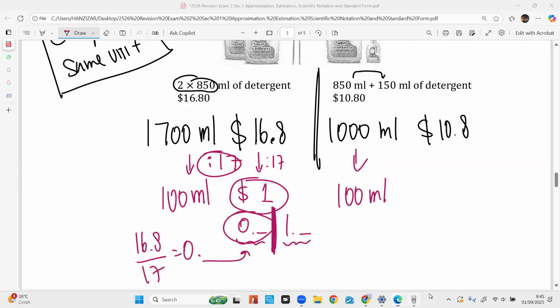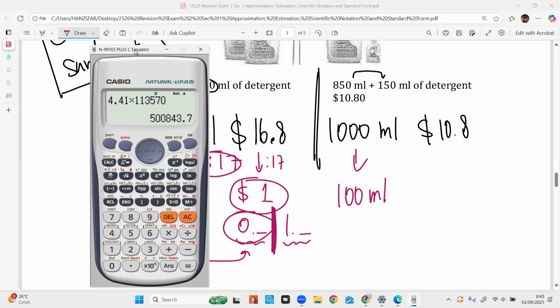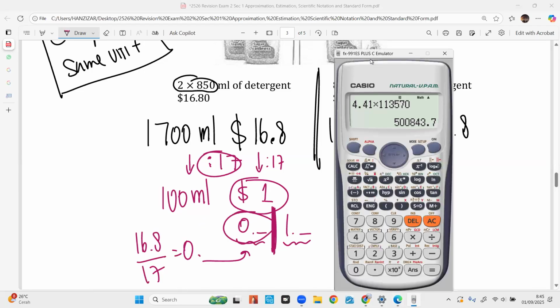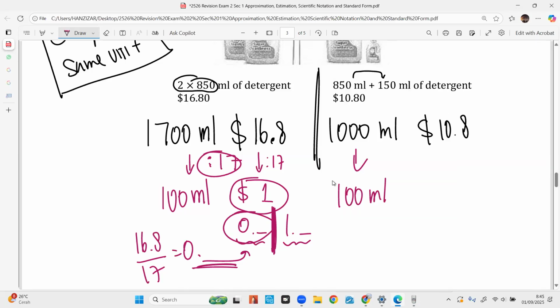So you want to try 16.8 divided by 17. You will get 0 point something. See, 0.999, but near to 1, 0.988. So 0 point something. Keep it in mind. Right? 0 point something, 0.9. Even though you don't have to use calculator, you can guess it with your logic.